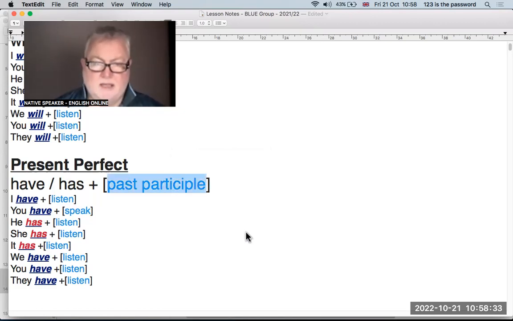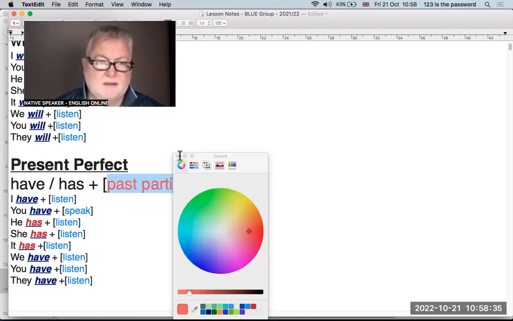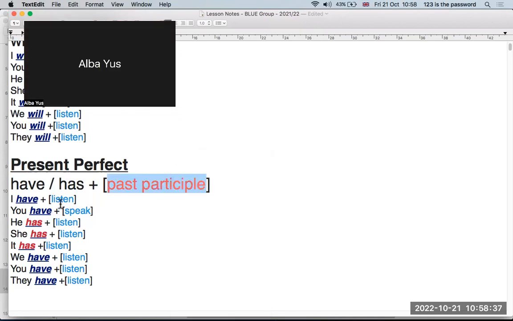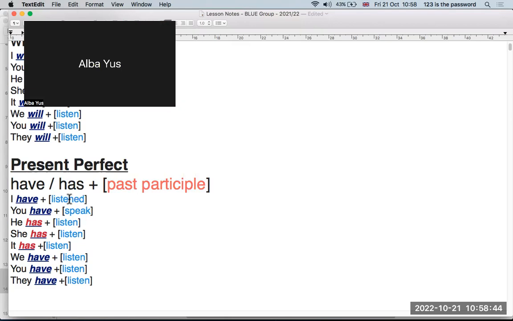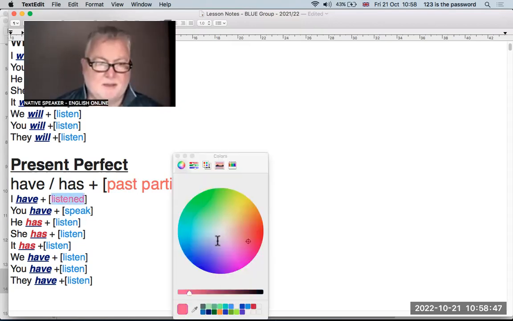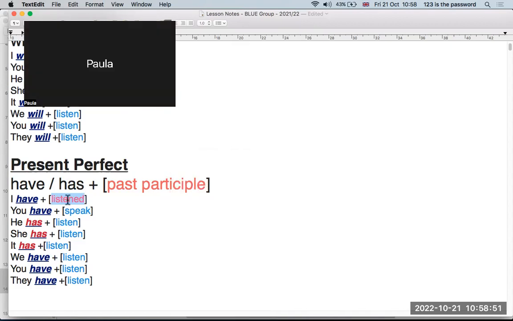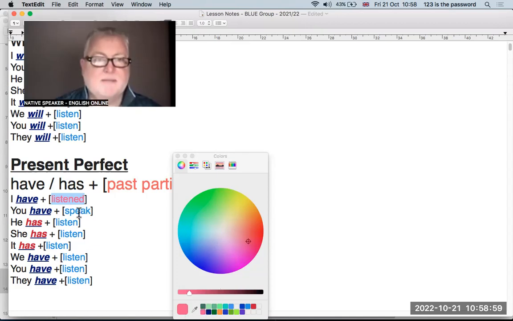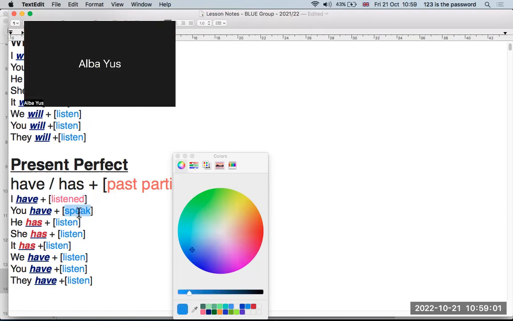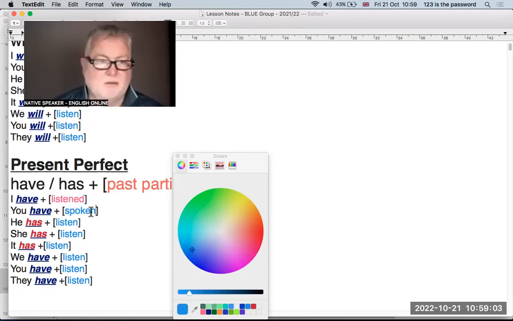Yes. Really? You sure about that? No, spoken, sorry. Okay. And this listen, listened. It has to be past participle. Has to be past participle. Listened. So it has to be past participle. Speak, spoke, spoken. So that's an irregular verb. Okay.